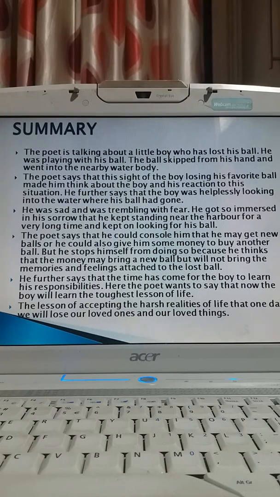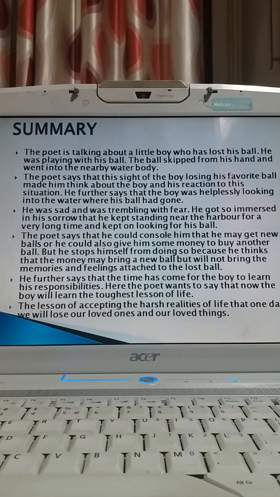Now, let's come to the quick summary of the poem. The poet, through his poem, has described the reality of life, which everyone has to face one day. He has touched on the topic of how to stand up against the miseries and sorrows of life. The poet talks about a little boy who has lost his ball. He was playing with it, it skipped from his hands and went into the nearby water body that we were just discussing a few minutes back.